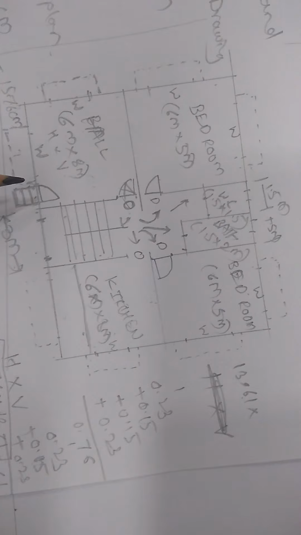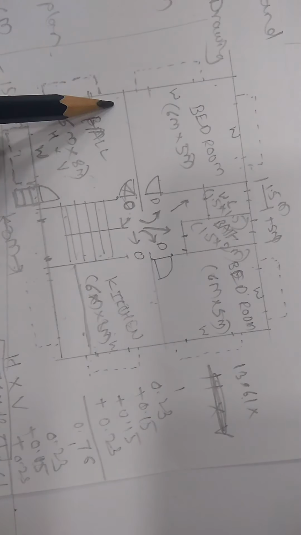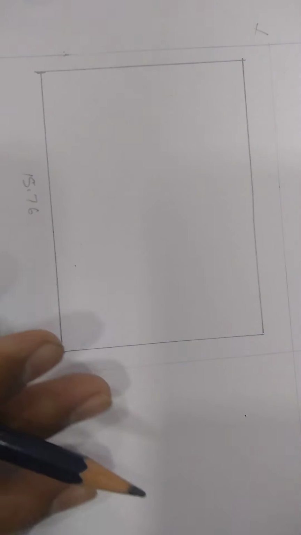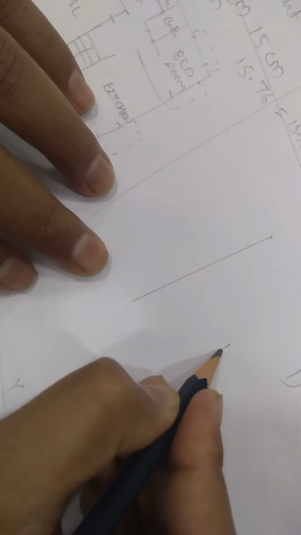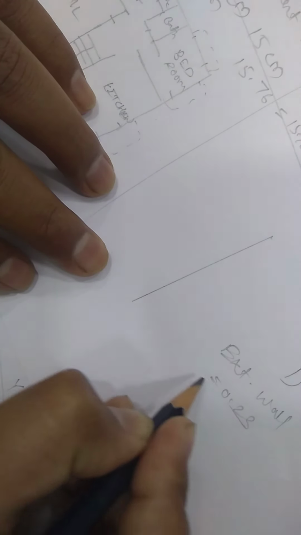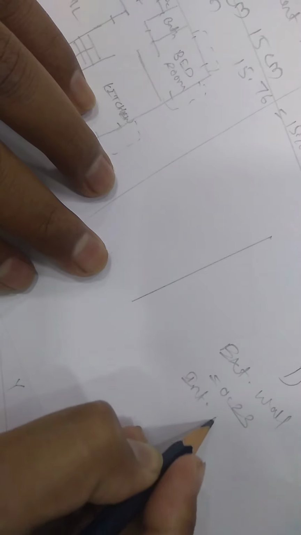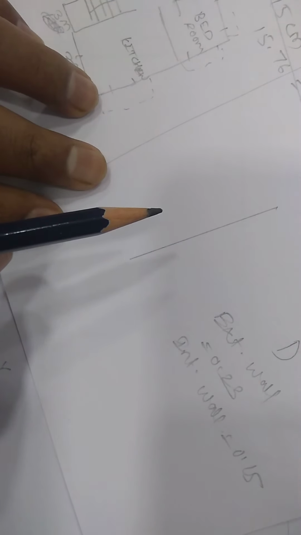After that, we have to draw this internal dimension, means your wall. Okay, so how to draw the wall? The exterior wall has the dimension 0.23. External wall, how much dimension? External wall 0.23, internal wall equal to 0.15. These also you have to convert into your scale.